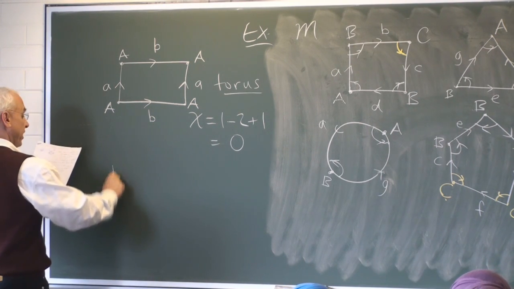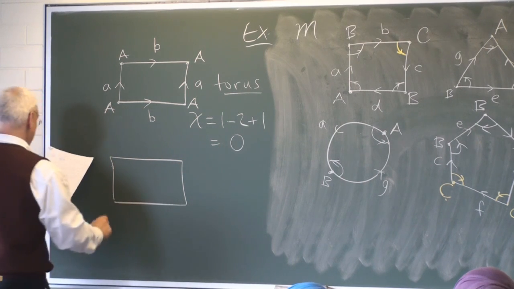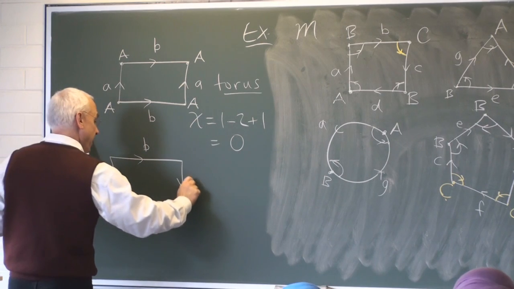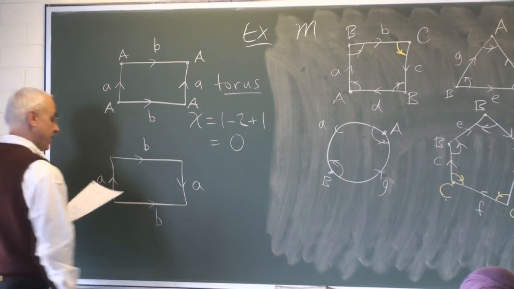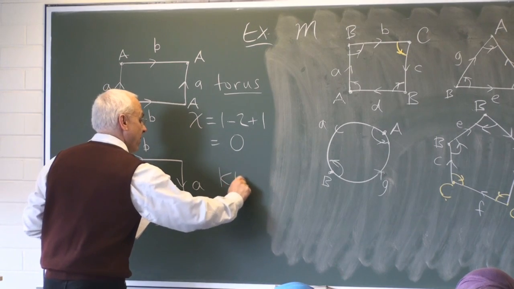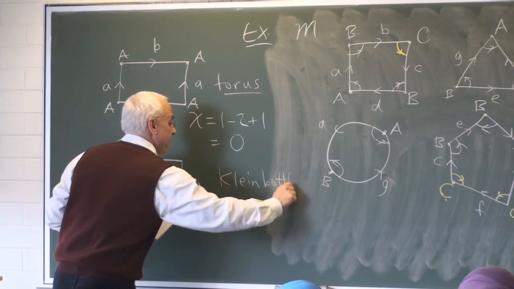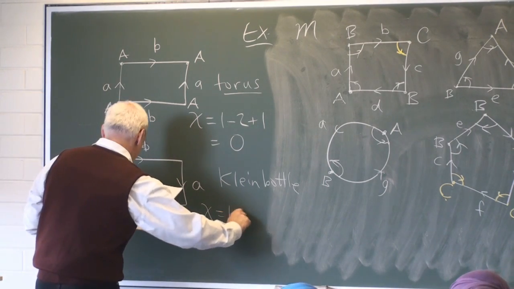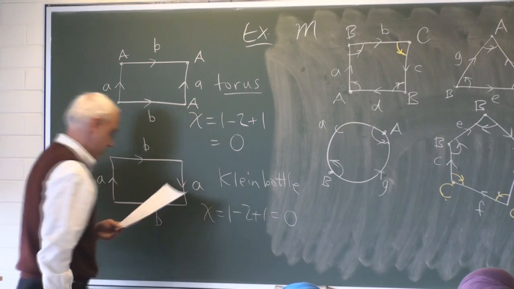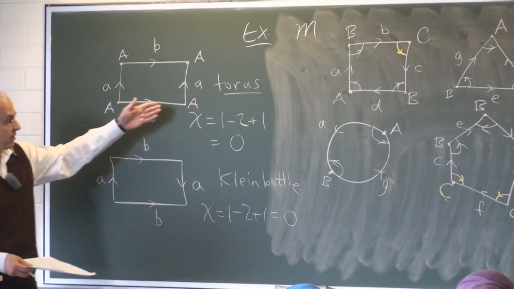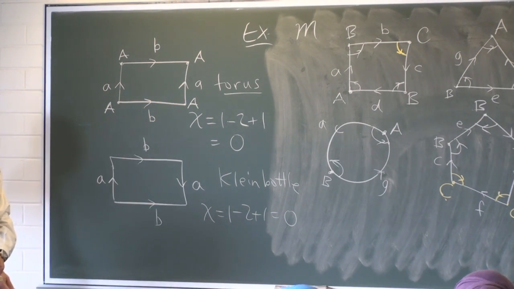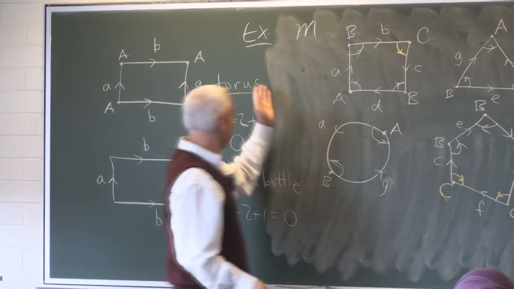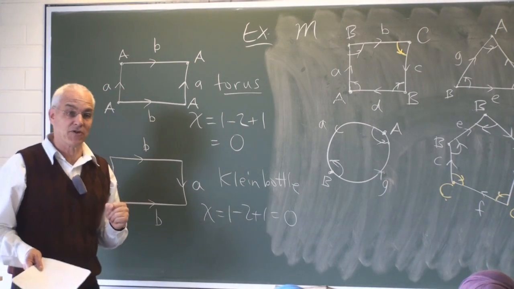But there was another possibility. There was also the Klein bottle that we get by going A, B, and then A in this direction and B like that. That's the Klein bottle. And a similar kind of analysis: chi equals 1 minus 2 plus 1 equals 0. So that also had Euler characteristic 0. So just knowing its Euler characteristic is not enough. It still could be either one of these 2 surfaces, or maybe it could be some other surface that we don't know about.